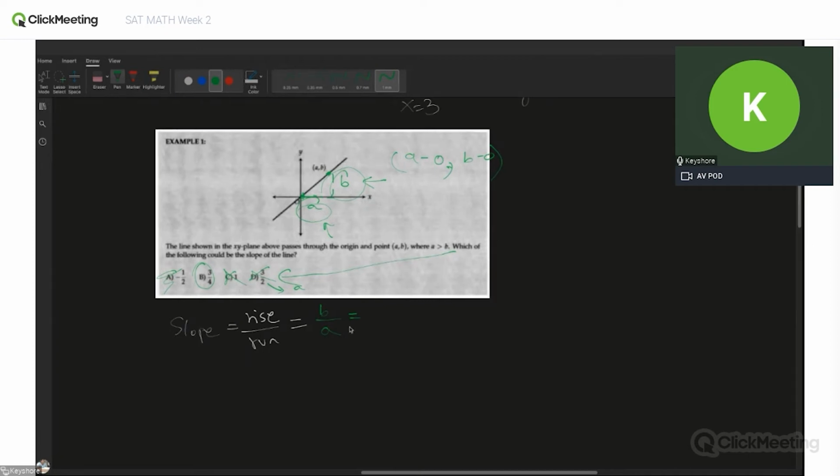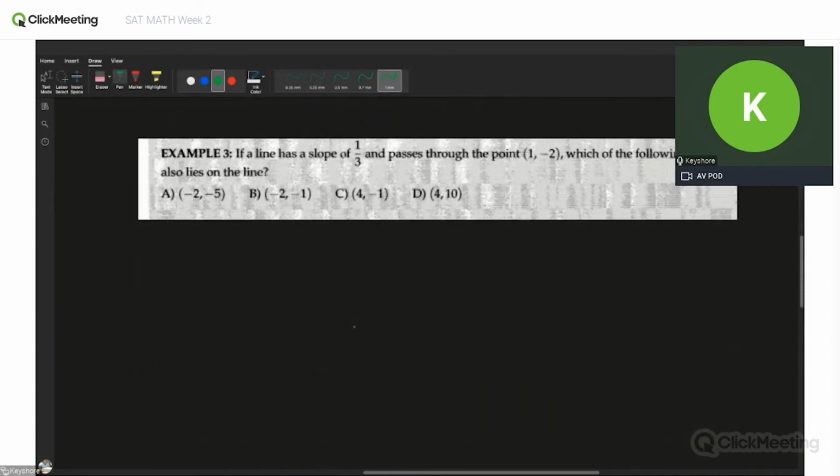Okay, so let's go to the next question. If a line has a slope of 1/3 and it passes through the point (1, -2), which of the following points also lies on the line? For this question, make sure you use the equation y equals mx plus b. Again, you have to solve for b. You have to solve for all these variables with the given values. I'll give you guys some time.